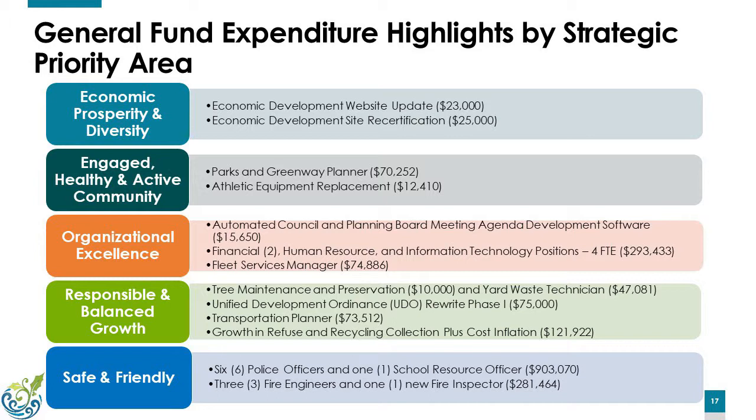I also recommend a transportation planner due to increased growth and the complexity of our transportation network to ensure that new development also seamlessly integrates with other town infrastructure and maximize the impact of forthcoming 2018 transportation bond projects. Then also, in responsible and balanced growth, there's growth in refuse and recycling collection costs, which I outlined a little bit earlier. Under safe and friendly, in this particular strategic priority area, we have 6 new police officers and 1 new recommended school resource officer, and that school resource officer would be subject to a suitable grant reimbursement arrangement with the Pine Springs Academy.